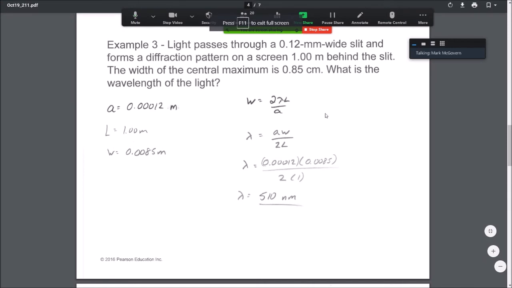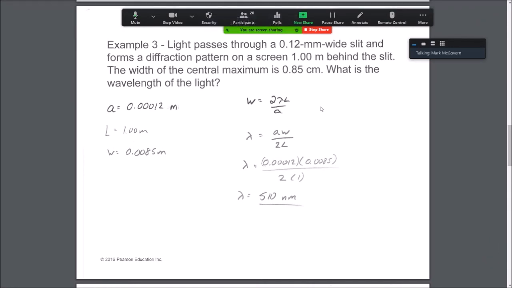Light passes through a 0.12 millimeter slit, basically the same as the last example. It forms a diffraction pattern on a screen 1 meter away. The width of the central maximum is 0.85 centimeters. What's the wavelength of light?